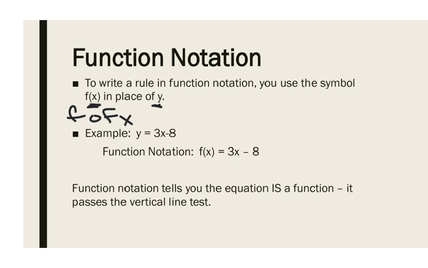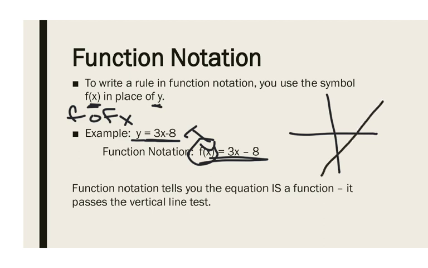So if we were looking at these two examples down here, the first one says y equals 3x minus 8. The second one says f of x equals 3x minus 8. These mean the exact same thing. The only difference is when you use this notation, it's telling you that that is a function. That if you were to sketch that on the coordinate plane, it's going to be a linear function, which means that it passes the vertical line test because it is a function.